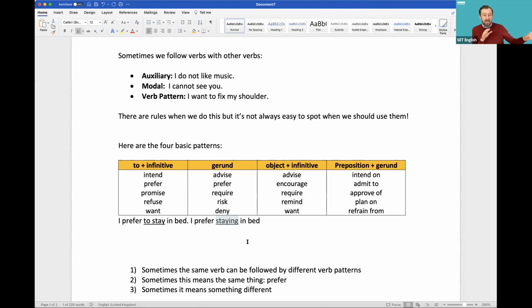It's like being in prison. Why am I in prison? Because I'm a criminal. But if I'm visiting the prison to see somebody, I'm going to the prison. I'm not in prison. Right? Okay, so interesting questions. But prefer here means the same for both.